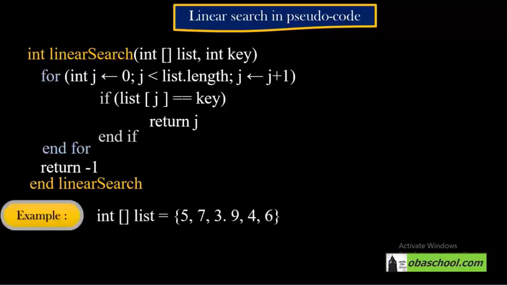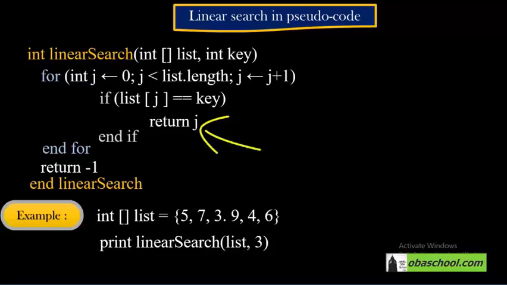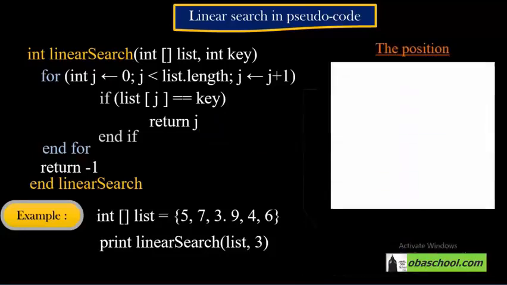Okay, now let's see this example together. We have this list with the following numbers: 5, 7, 3, 9, 4, 6. Then we put print linear search list 3. So we want to see if we have number 3 in this list. And here in the code we agreed to return j. That means return the index number, the number of the box where we have the key. Okay, let's see it together.